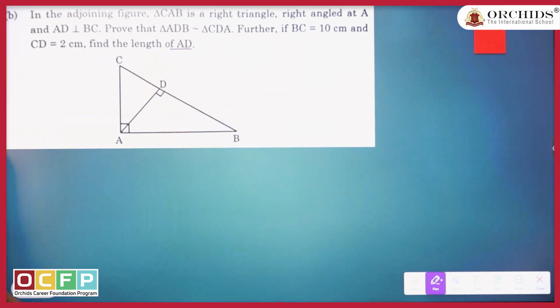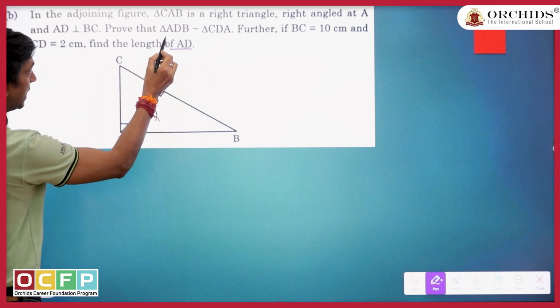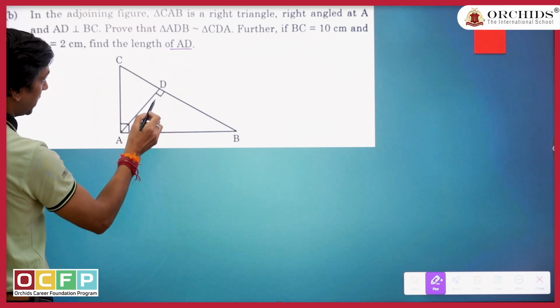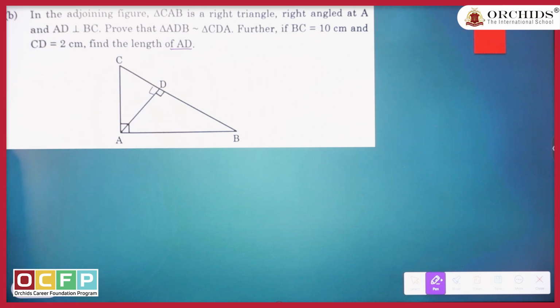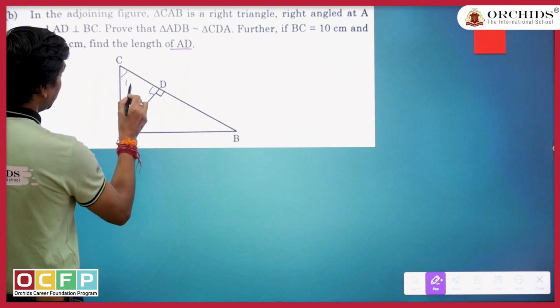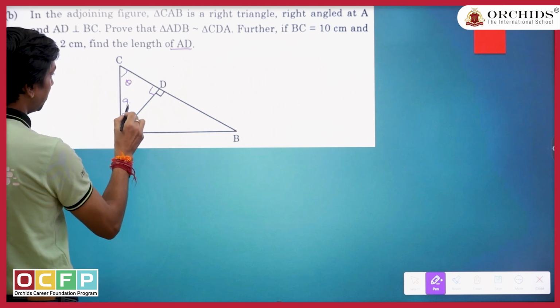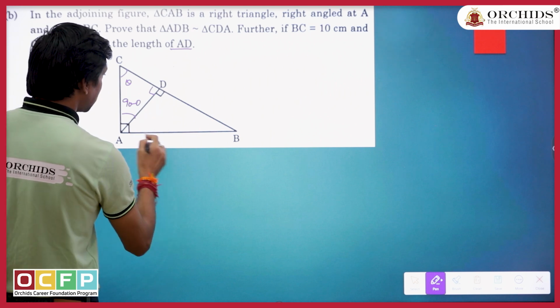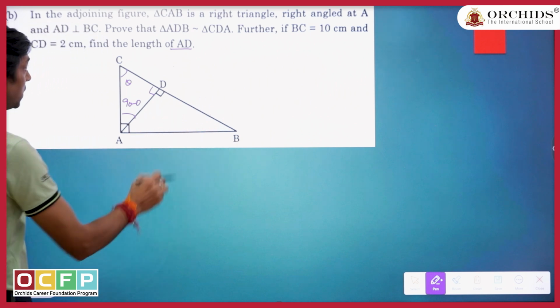So first of all, let's prove these triangles. We know that in triangle ADB, this angle is 90, that means this angle is also 90 degrees. If I take this angle equal to, let's say, theta in this triangle, then this angle will be 90 minus theta.